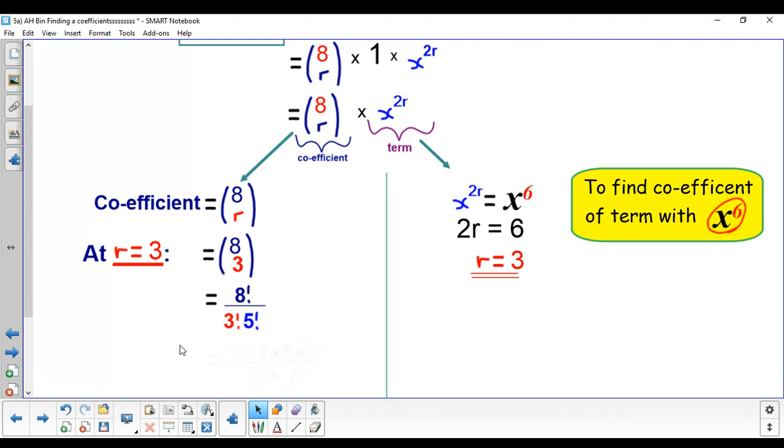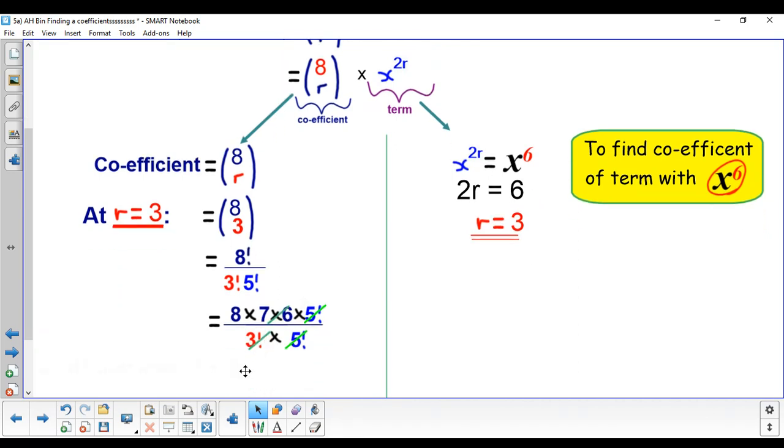8 factorial is 8 times 7 times 6 times 5 factorial. You'll see the 5 factorials cancel down. Do you remember what 3 factorial is? It's actually 6, so that cancels down as well, and you're left with 8 times 7, which is 56.